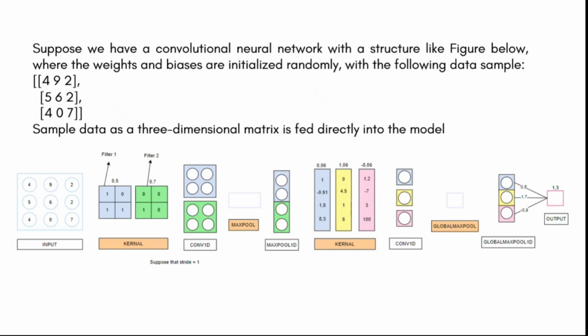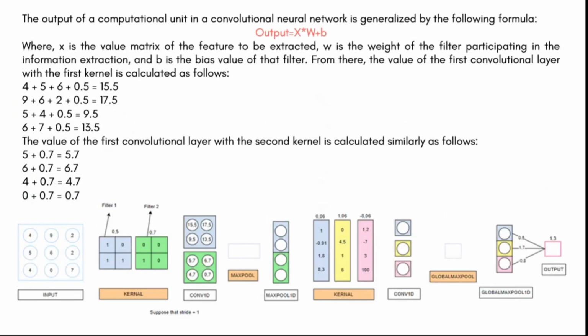Suppose that we have a convolutional neural network with the structure like the figure below, where the weights and biases are initialized randomly with the following data sample. The sample data as a three-dimensional matrix is fed directly into the model. The output of a computational unit in a CNN is calculated by the following formula.